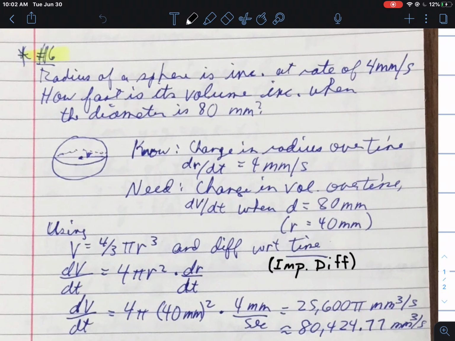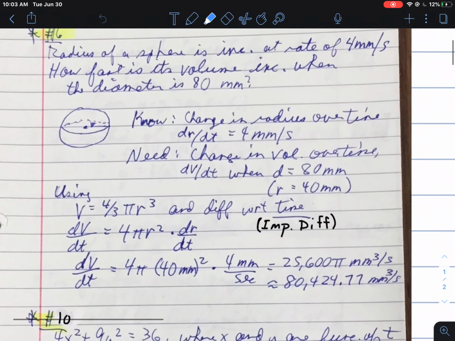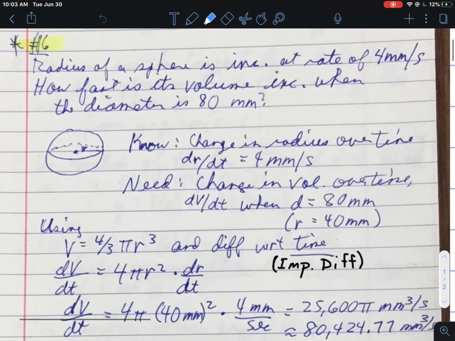Second example, number 6 from that homework section. Here we're given that the radius of a sphere is increasing at a rate of 4 millimeters per second. So the radius of our sphere is increasing at a rate of 4 millimeters per second. How fast is the volume increasing when the diameter is 80 millimeters?